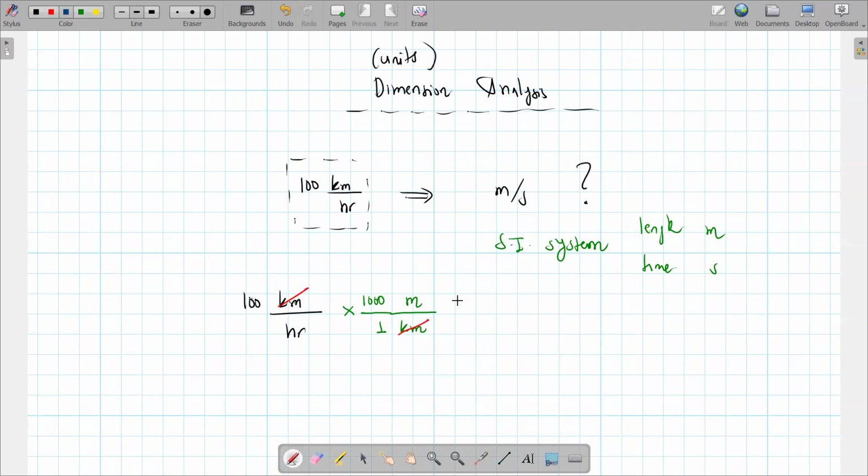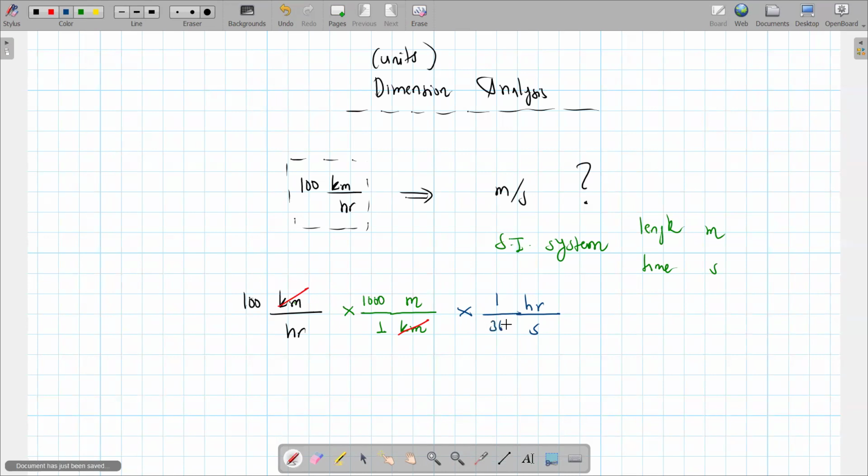Times. Now we have to do the same thing with hours. We don't want hours, so the only way to cancel the hour in the denominator is to introduce an hour in the numerator. We want seconds, so we're going to introduce seconds in the denominator. In 1 hour, how many seconds?